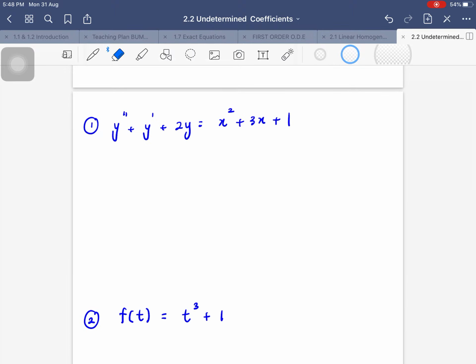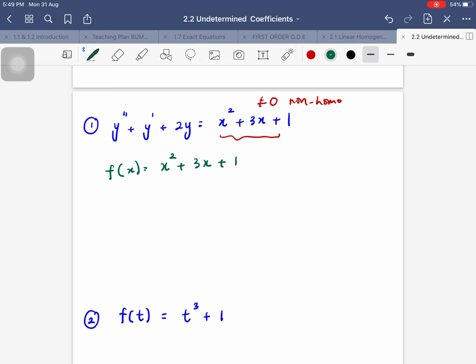Okay, so let me give you the idea now. How do we find yp? Let's suppose you are given an equation that looks like this: y double prime plus y prime plus 2y equals x squared plus 3x plus 1. Here this is not equal to 0, so we know this is going to be a non-homogeneous equation. So how do we find the yp? First of all, I'm going to write down the fact that our function f of x is given by x squared plus 3x plus 1.